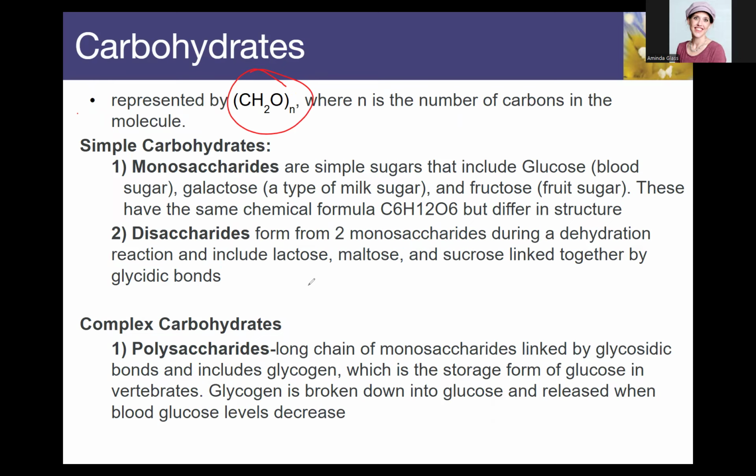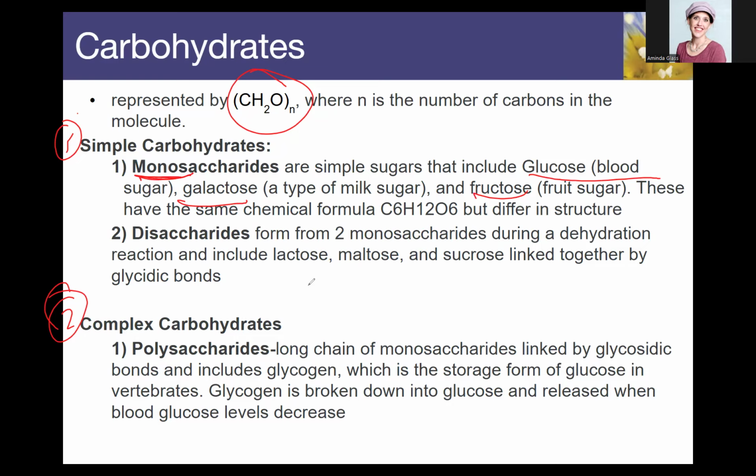You have two types of carbohydrates. You have the simple carbohydrates and you have the complex carbohydrates. There are two types of simple carbohydrates: monosaccharides. Mono means one. So these are simple sugars that include glucose, which is your blood sugar, galactose, a type of milk sugar, and fructose, which is a sugar found in fruit. They all have the same chemical formula, C6H12O6, but their structures are different.